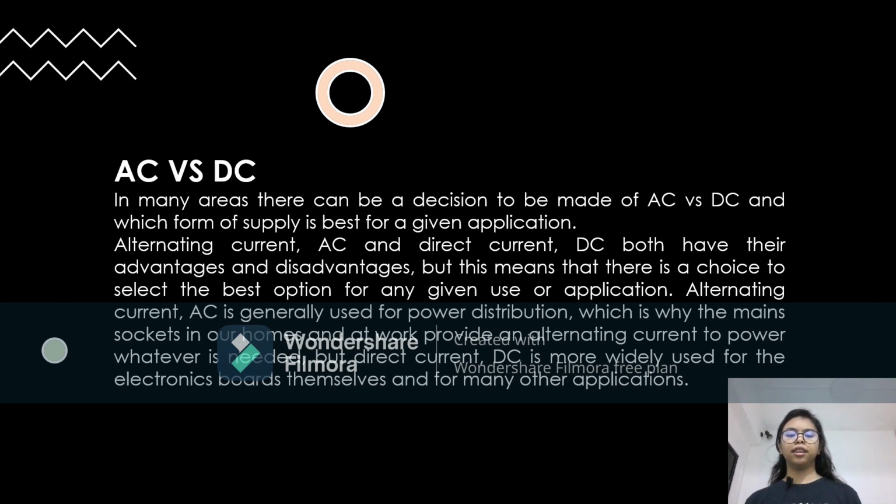Alternating current is generally used for power distribution, which is why the main sockets in our homes and at work provide an alternating current to power whatever is needed. But DC is more widely used for electronic boards themselves and for many other applications.